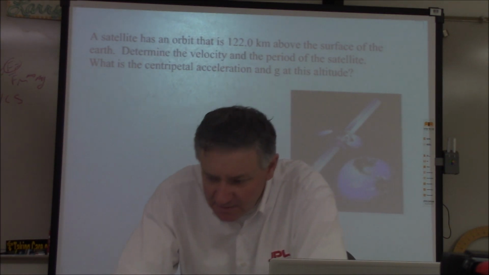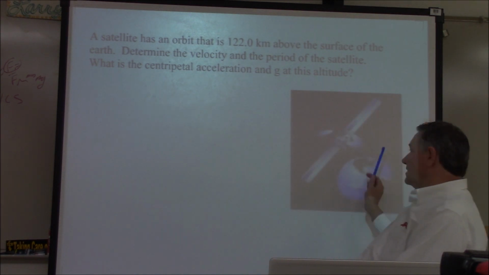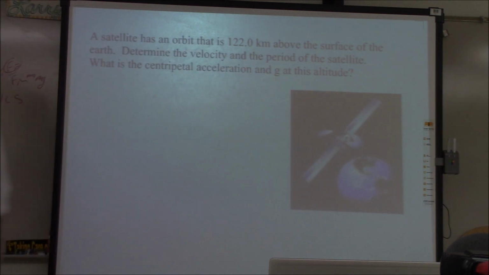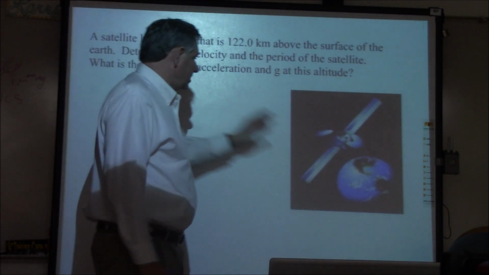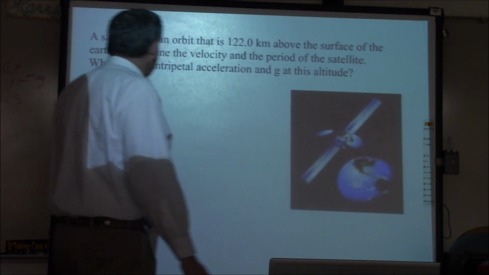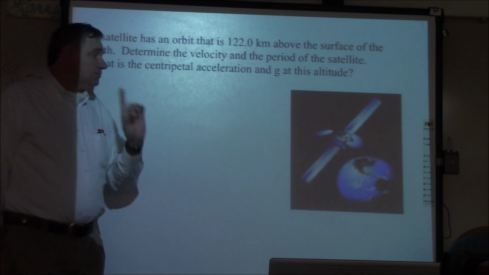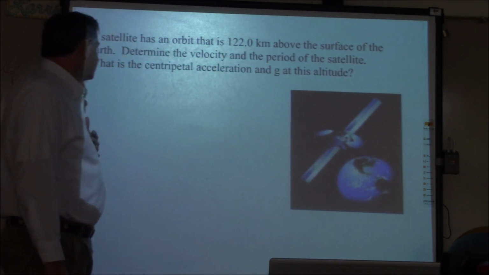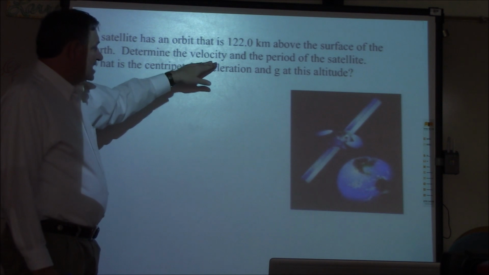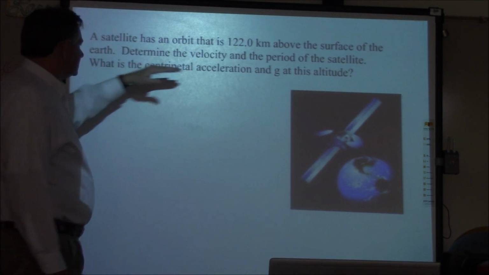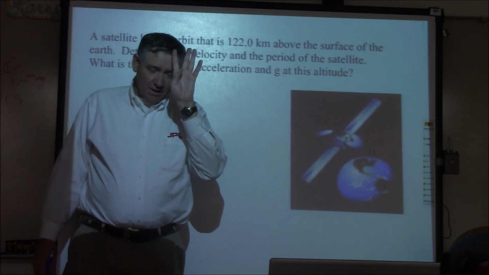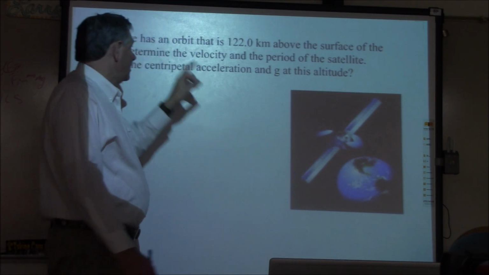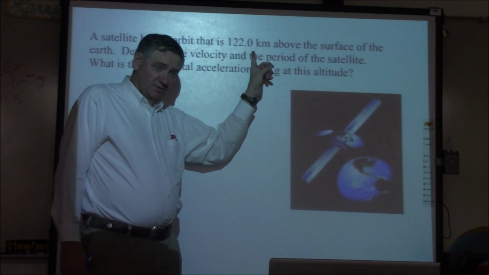So here's the story. You've got a satellite 122 kilometers above the surface of the Earth, and that's the only number that you know. I want to calculate the velocity, the orbital period, the centripetal acceleration, and the gravitational acceleration at this altitude. So I want to find all four of those numbers, only knowing 122 kilometers.